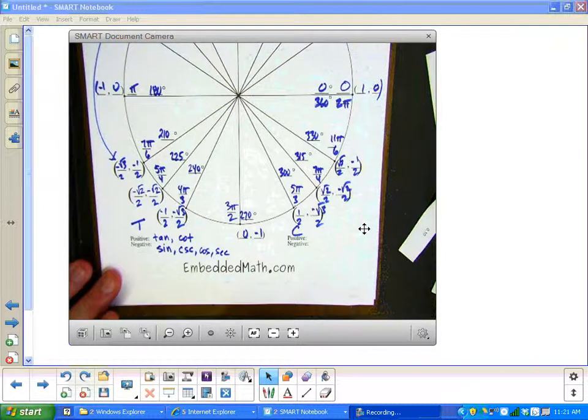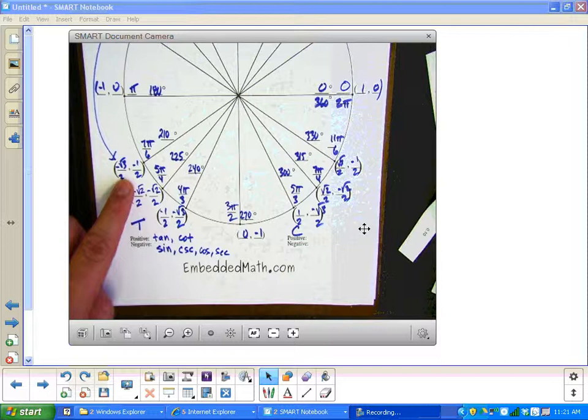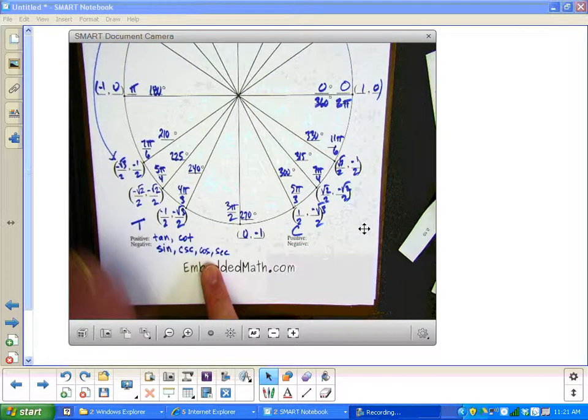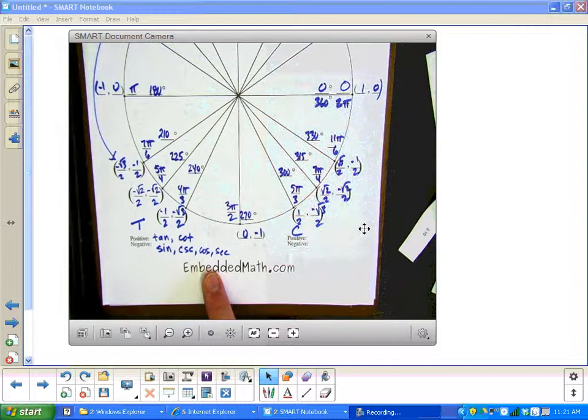And look at it this way. You remember what we said, that the x-coordinate was cosine and the y-coordinate was sine? They're all negative, aren't they? We'll talk about later how come tangent gets to be positive.